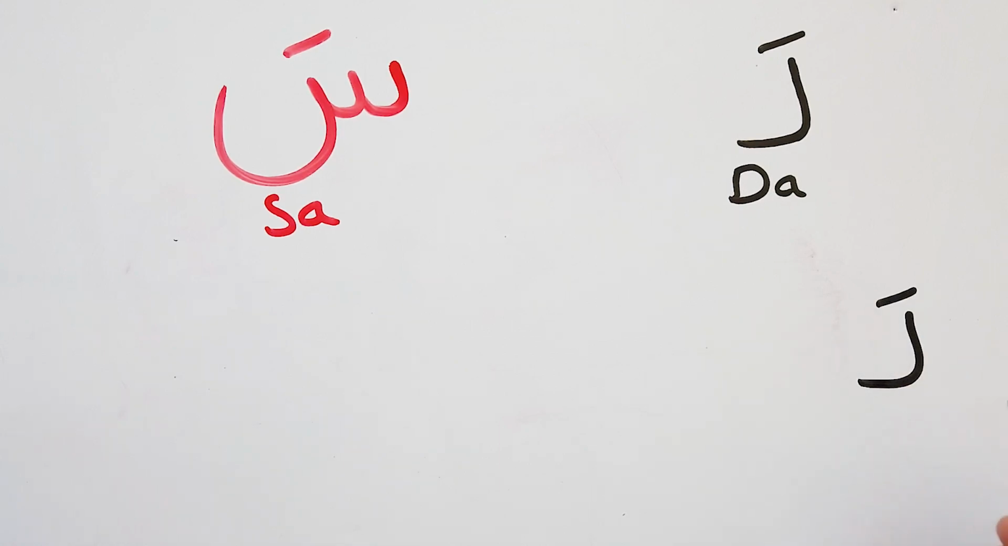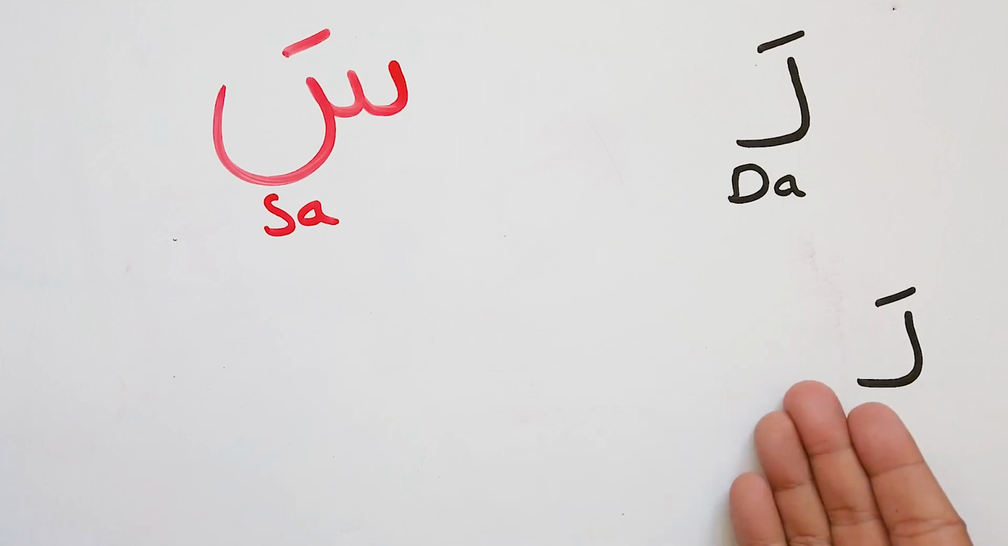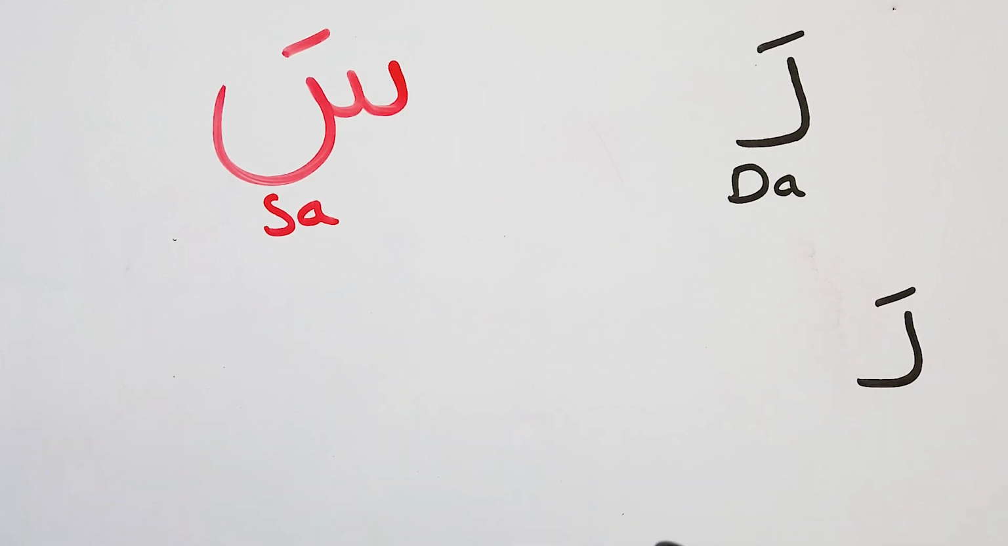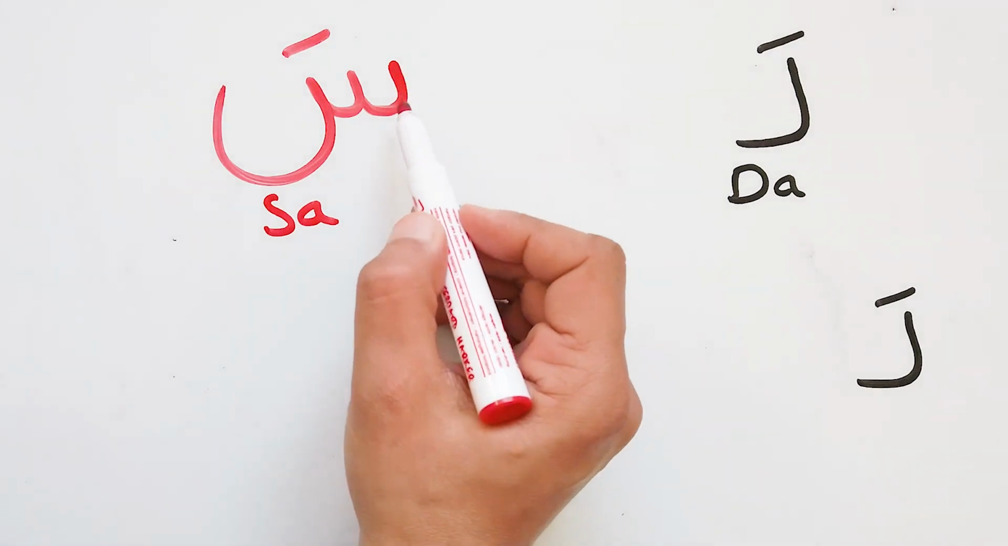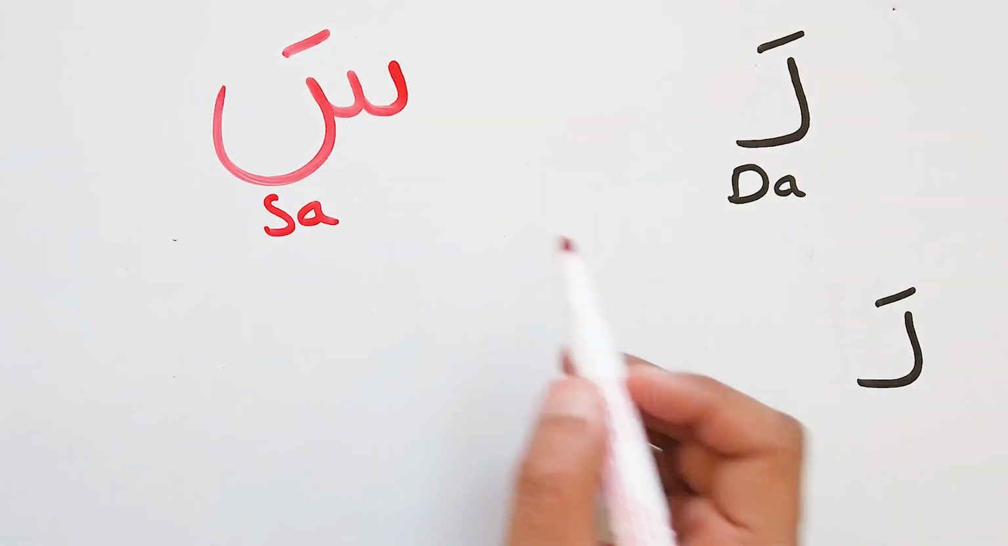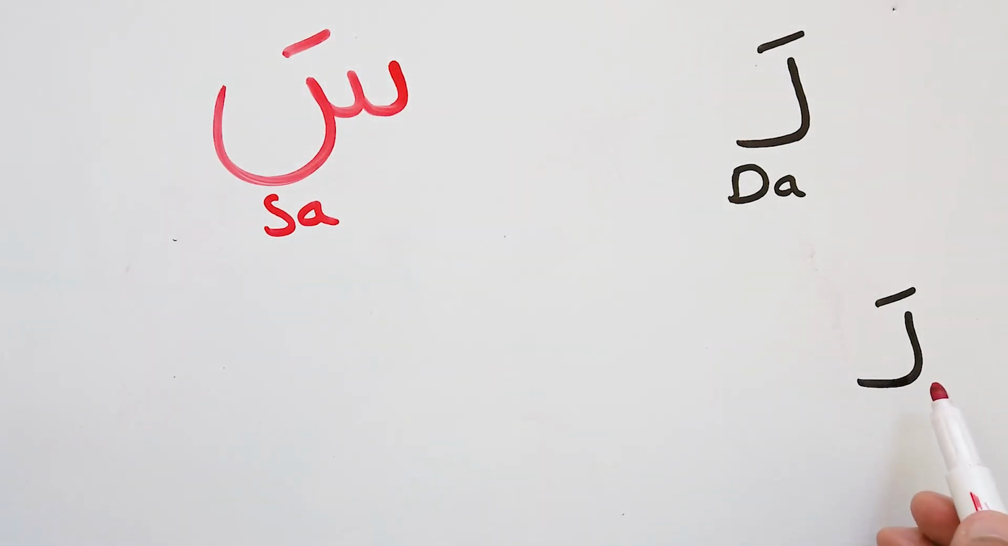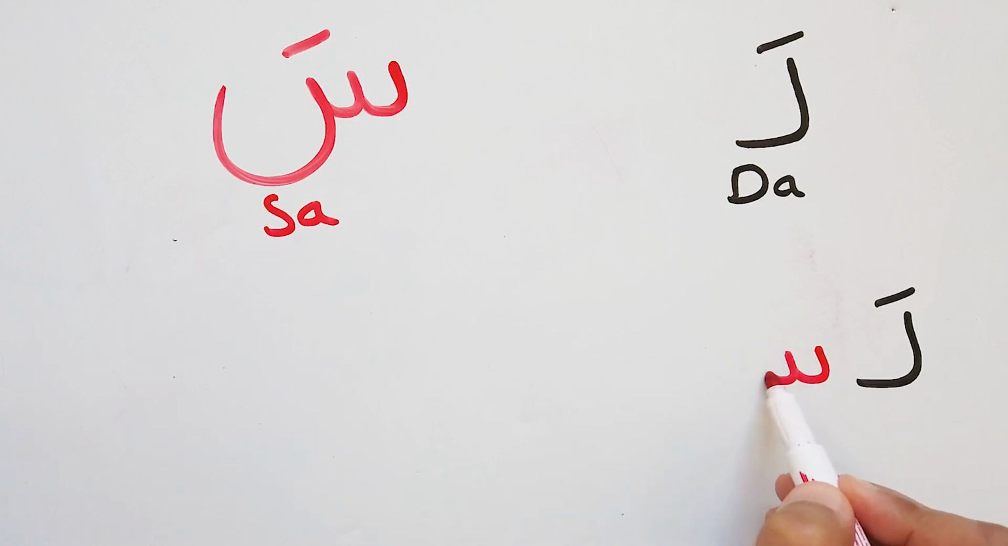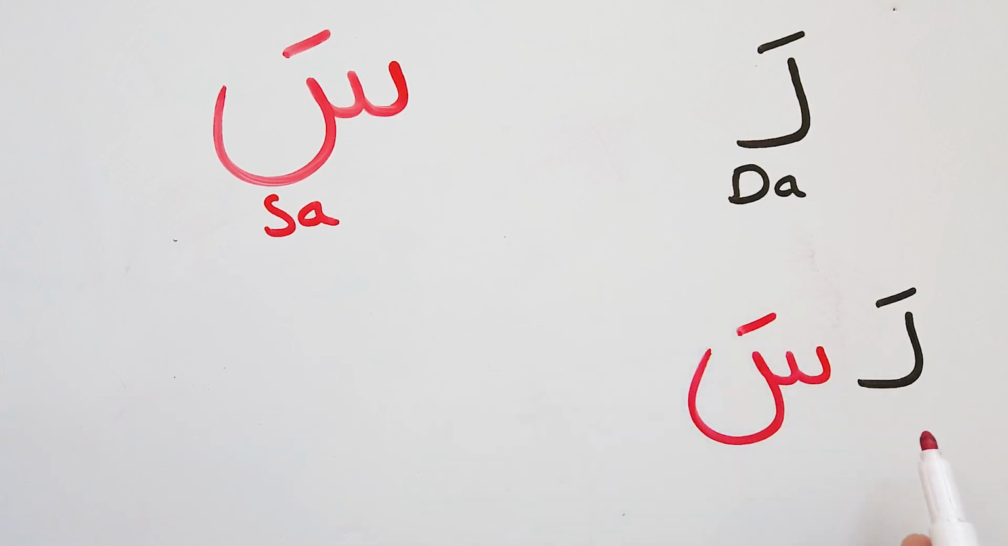De. De is a refusal letter. It doesn't get connected to the following letter from the left side. So we will take se like this with this shape. Pay attention, we write from the right to the left. Dese, dese.